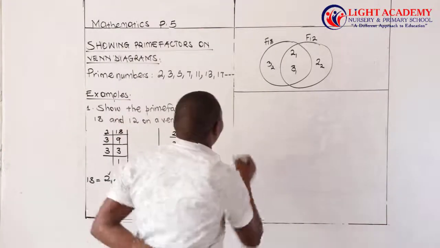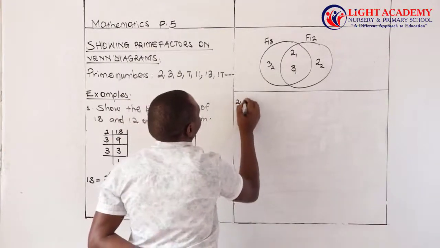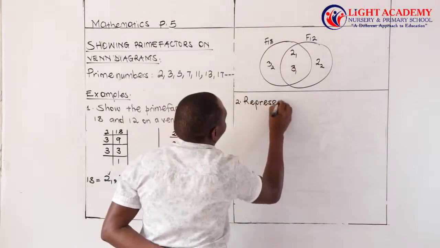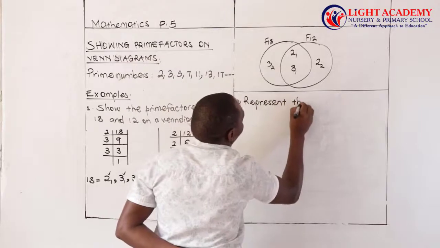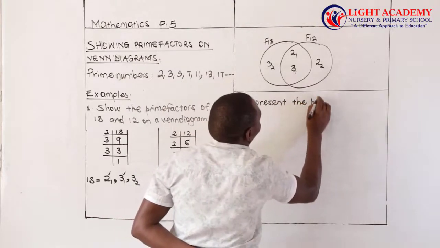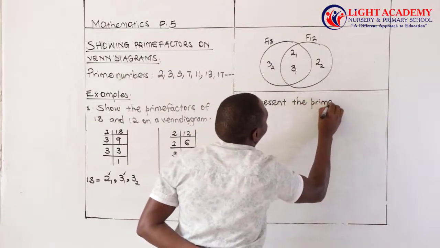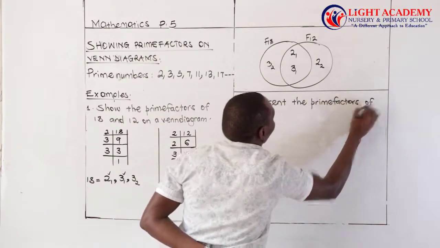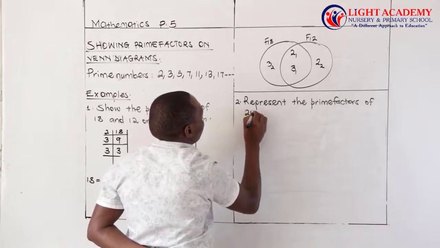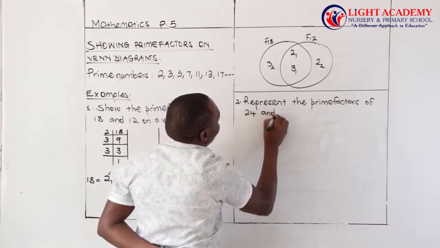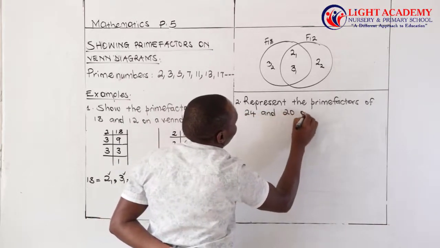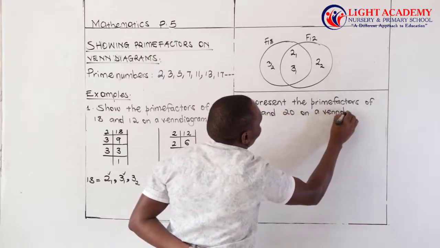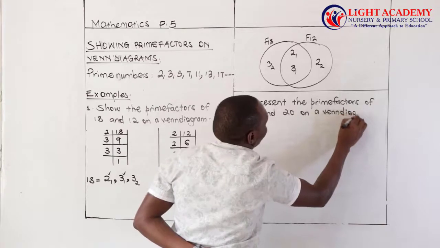The second question says, represent the prime factors of 24 and 20 on a Venn diagram.